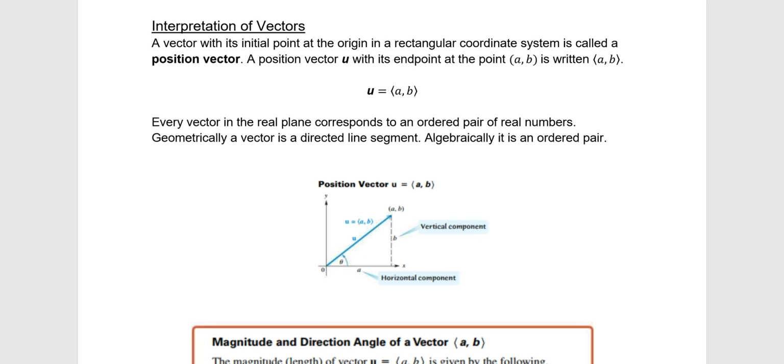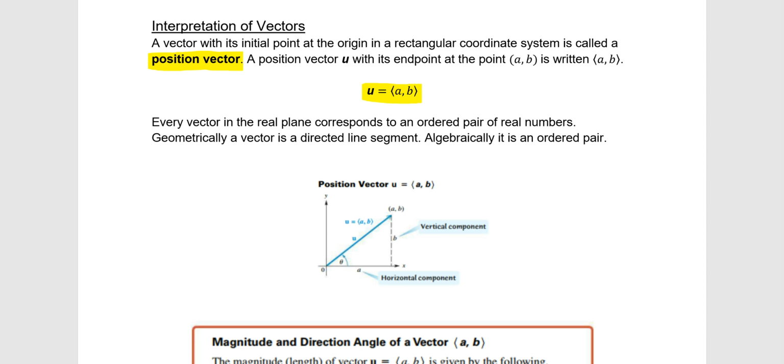And now we're going to be thinking about vectors in the xy coordinate system. A vector with its initial point at the origin in the rectangular coordinate system, which once again is just the xy plane, is called a position vector. A position vector u with its endpoint at the coordinates a comma b is going to be written with those kind of brackets, ⟨a, b⟩. So if you see just a vector denoted as u, that's the same as if you denote it as ⟨a, b⟩ with those brackets on it.